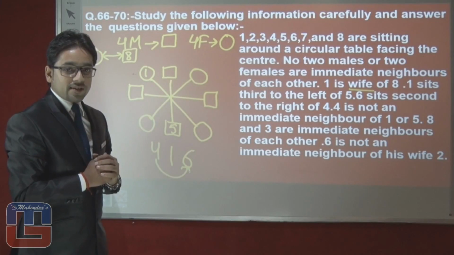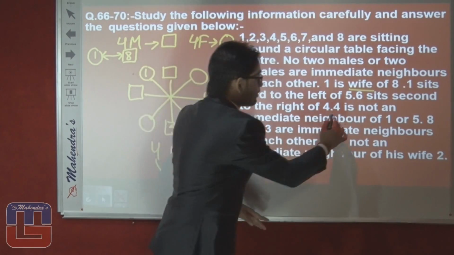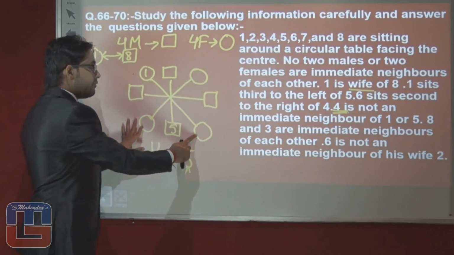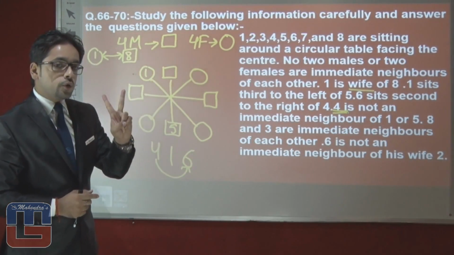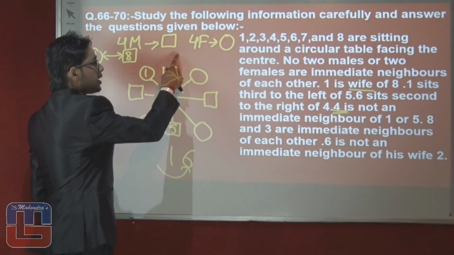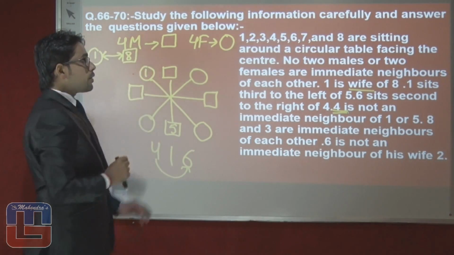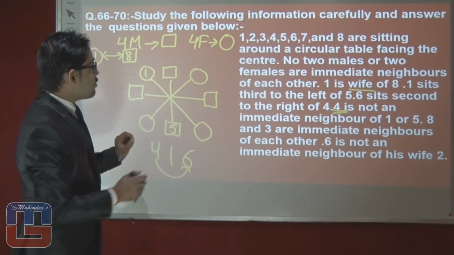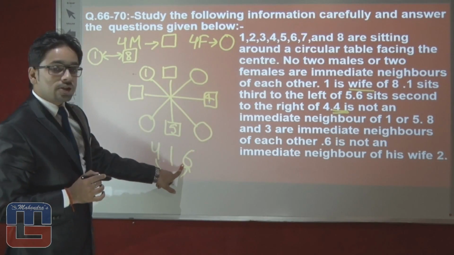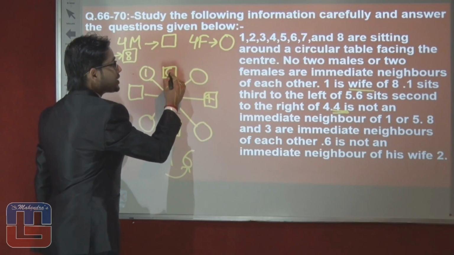Now we move towards our next statement, which says 4 is not a neighbor of 1 and 5. 4 is not a neighbor of 5 as well as 1. It means only 2 positions are vacant for 4. If you put 4 over here, then second to the right of 4, 1 already exists, so 6 cannot be put here. So the right place for 4 is this. So we can say that 4 is a male member and 6 sits second to the right of 4. It means first right, second right, we have to mark 6 here.